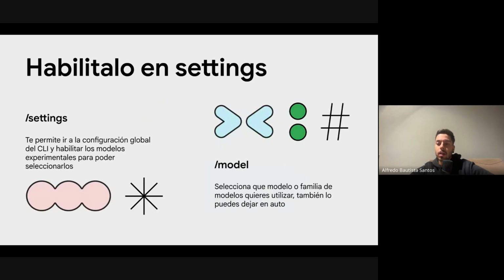So as I mentioned, we have this slash command model where we can set which model we want to use. By default, it's going to be auto. So the Gemini CLI, the product itself, is going to choose between the different models. But we can force the tool to use only Pro models or Flash models if we want a better response or if we want more quota, right?